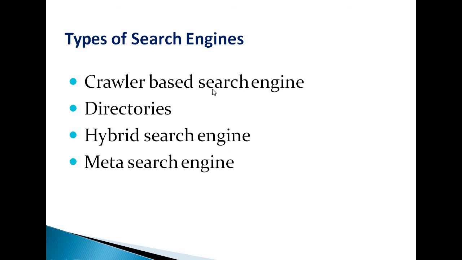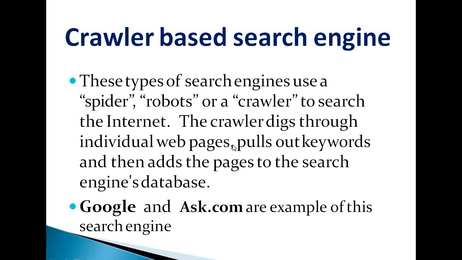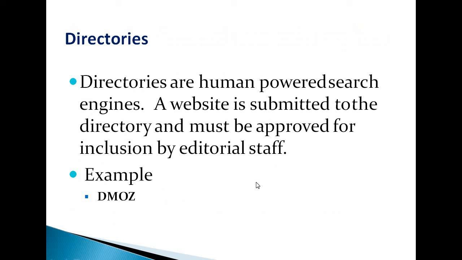So these are the types of search engines. I have explained them one by one. The first is the spider based search engine, you can say robot based search engine. Google.com and Ask.com are the examples.